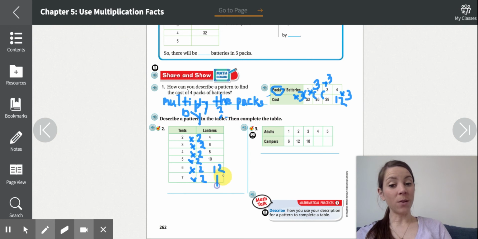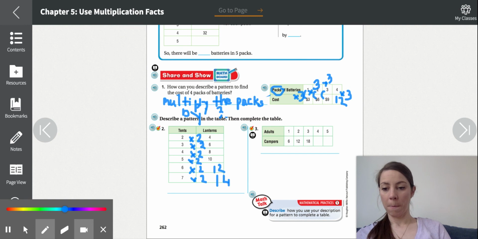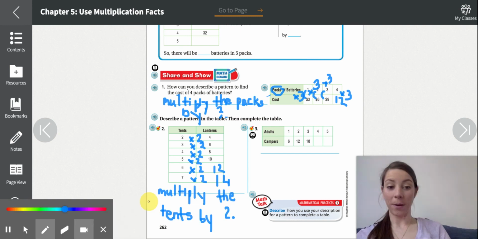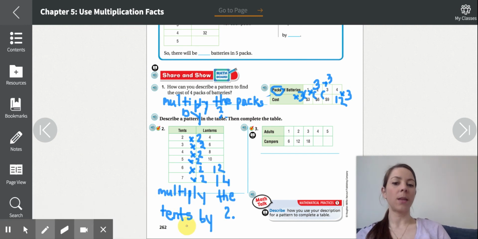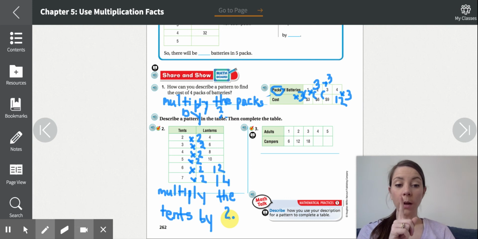So maybe you did going across like this, and you're going to say times 2. But what are we multiplying by 2? We're multiplying this number by 2, which is what? The tenths. Okay, so I magically wrote that really quick. Multiply the tenths by 2. Okay, so that's one option.